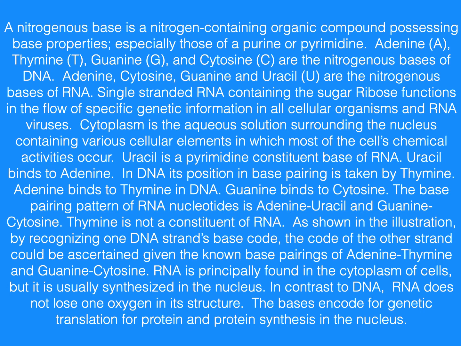As shown in the illustration, by recognizing one DNA strand's base code, the code of the other strand could be ascertained given the known base pairings of adenine thymine and guanine cytosine. RNA is principally found in the cytoplasm of cells, but it is usually synthesized in the nucleus. In contrast to DNA, RNA does not lose one oxygen in its structure. The bases encode for genetic translation for protein and protein synthesis in the nucleus.